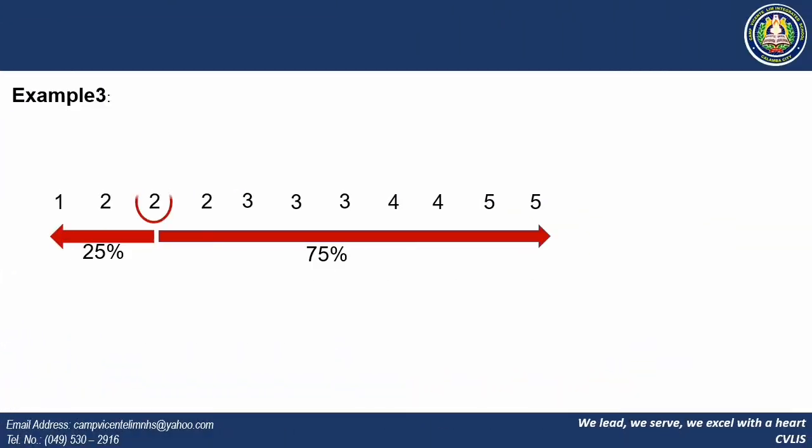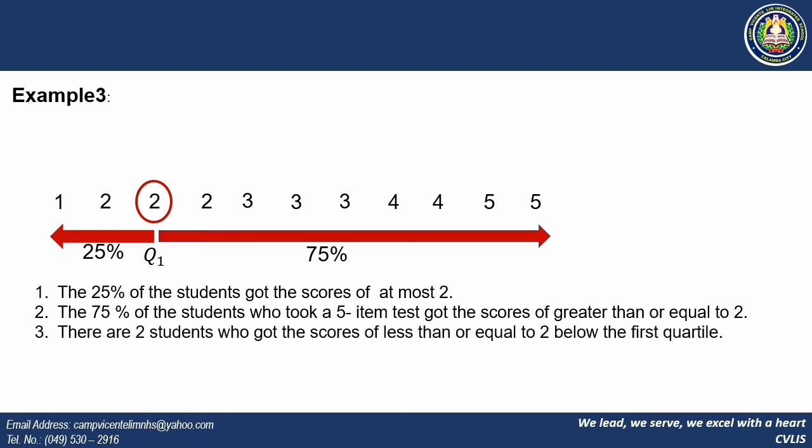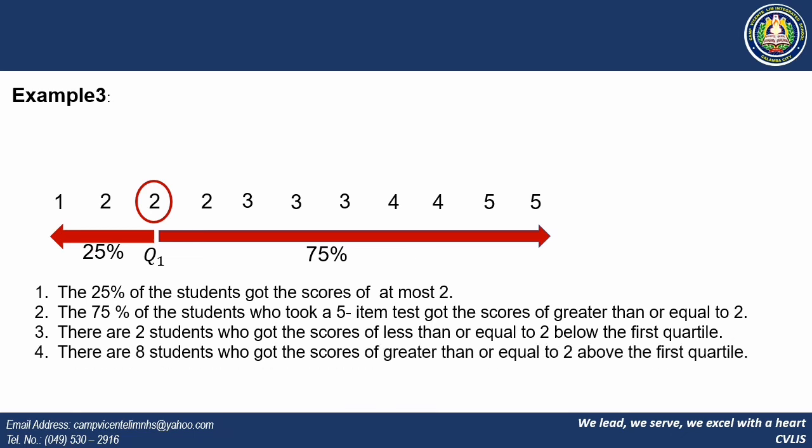And for the third example, the first quartile is the basis in describing this ungrouped data. And here are the possible observations or descriptions of the ungrouped data. The 25% of the students got the scores of at most 2. The 75% of the students who took a 5-item test got the scores of greater than or equal to 2. There are 2 students who got the scores of less than or equal to 2 below the first quartile. And there are 8 students who got the scores of greater than or equal to 2 above the first quartile.